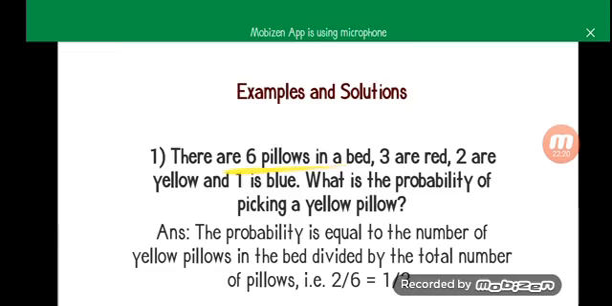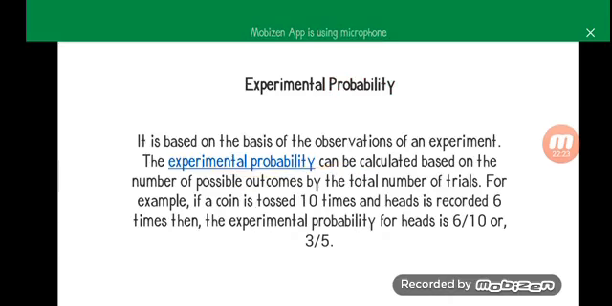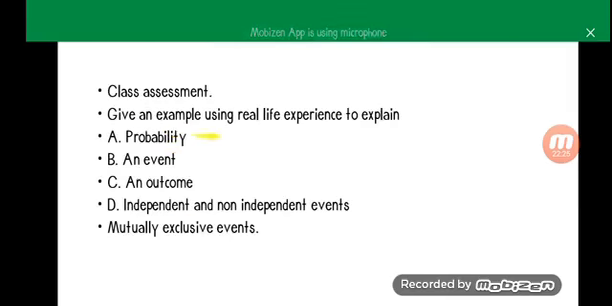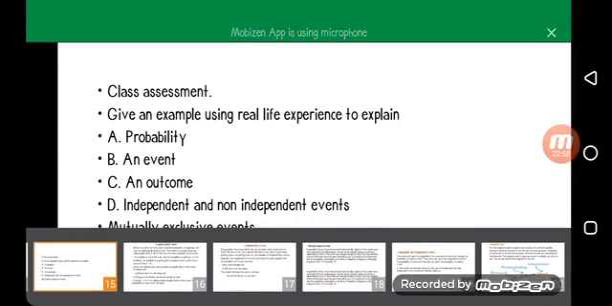So we talked about a lot of things today. I just want you to quickly try these exercises on your own. The class assessment is to give an example using real life experience to explain probability, events and outcome, independent and non-independent events, and also mutually exclusive events. If you have any question, please drop it in the comments, and by the next video I will answer it. By the next class we will be dealing with each of these probabilities individually. Thank you very much.